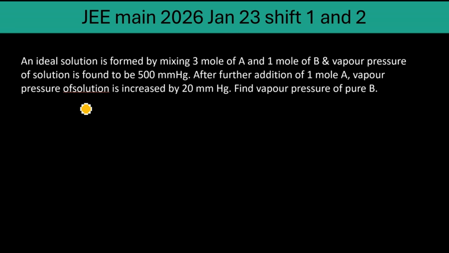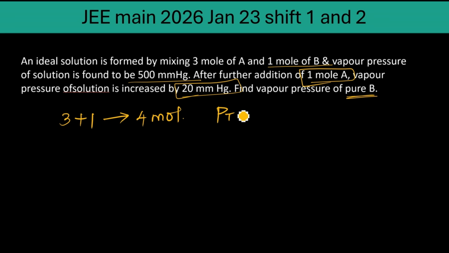Then the next one, the ideal solution is formed by mixing 3 moles of A and 1 mole of B, and vapor pressure of the solution is found to be 500 mmHg. After further addition of 1 mole of A, the vapor pressure of the solution increases by 20 mmHg. Find the vapor pressure of pure B. So how can we solve it? So let's take the initial moles, that is 3 moles of A, 1 mole of B. So that is 4 moles. And the pressure is 500 mmHg.